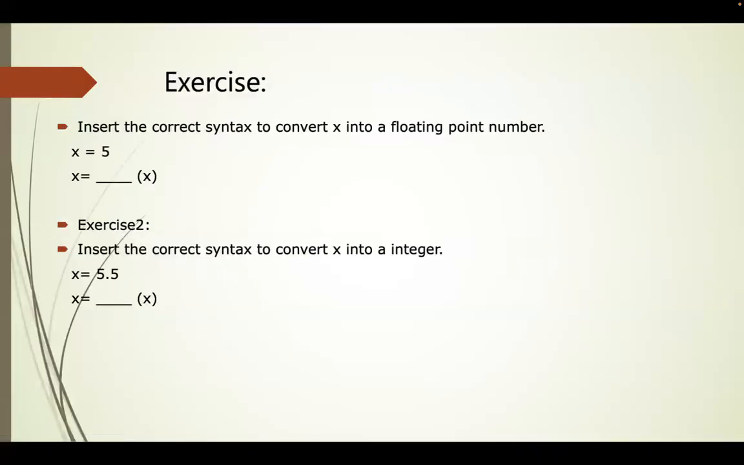So now the next one is an exercise. Insert the correct syntax to convert X into a floating point number. Who can answer that? We want to change X to a floating number. So how would you write it? We'll say X equals float of X. So X will become 5.0. Yes, now when you print X, it's going to be 5.0. That's great.